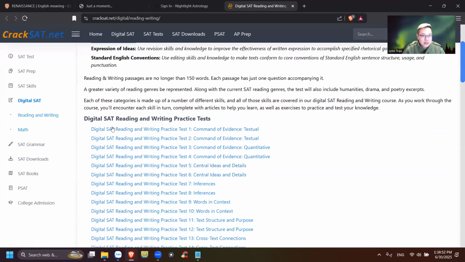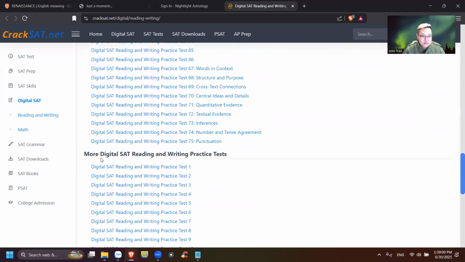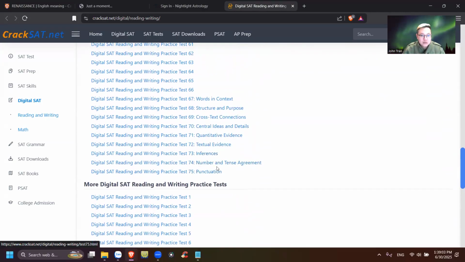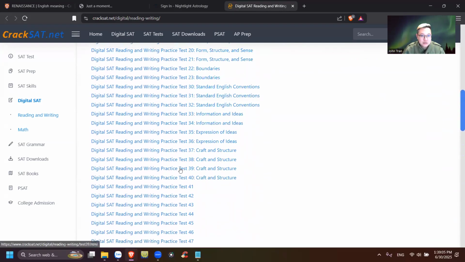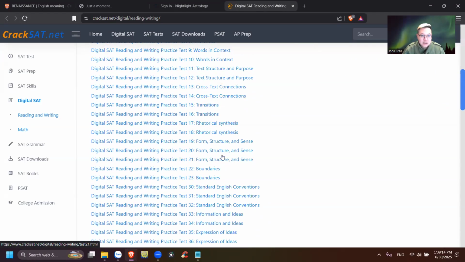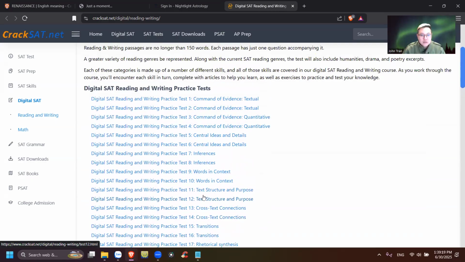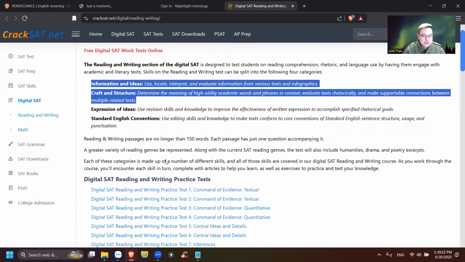You can see here there are so many digital SAT reading and writing practice tests. So we can do a lot of them. And there are even more here, like punctuation, expression of ideas, craft and structure, form, structure, and sense, rhetorical synthesis, etc. So I think the first one, let's look at interpretable information, maybe command of evidence. Let's try that first.